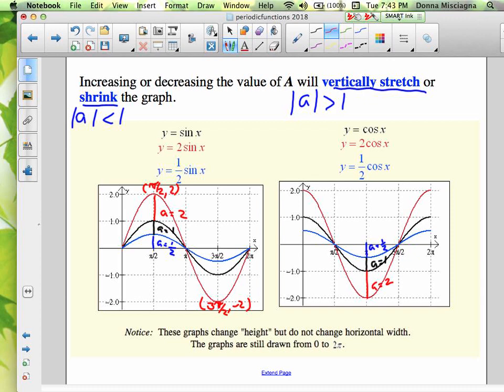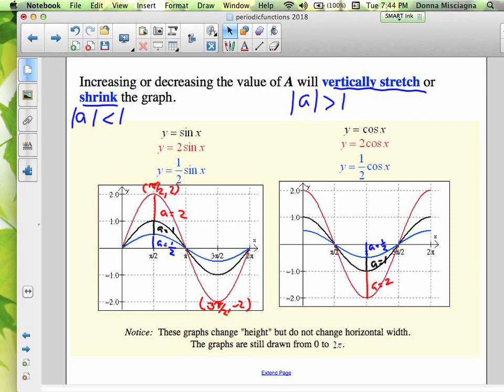Then you have y equals 1/2 cosine x. So notice that one is vertically shrunk. Now we have an amplitude of only 1/2. Our maximum now is only going to a half. So we have pi halves, 1/2 and 3 pi halves, negative 1/2. So just by changing your a value from 1, it's going to vertically stretch if it's greater than 1 and shrink if it's less than 1.